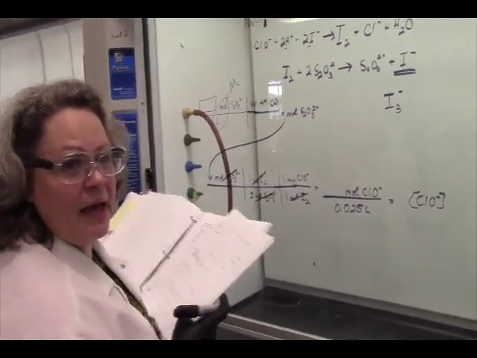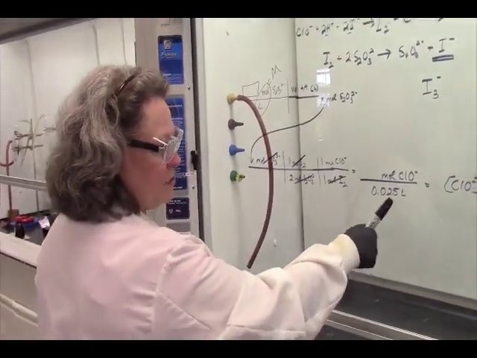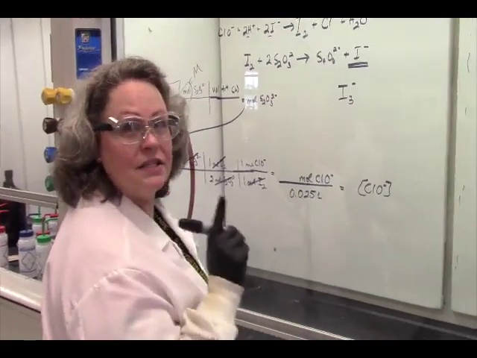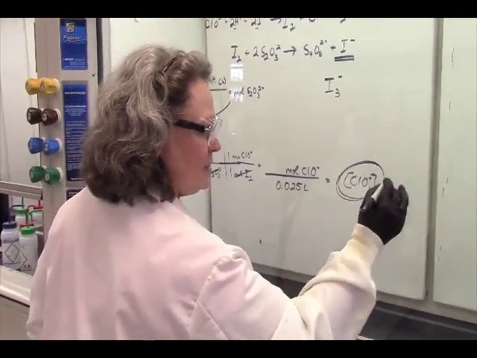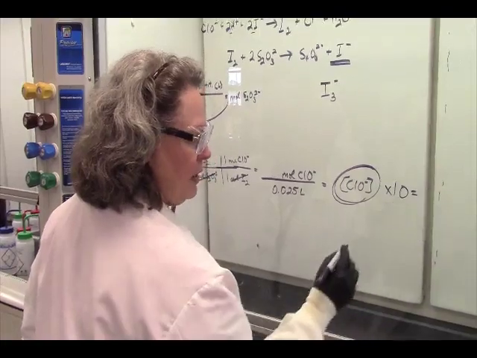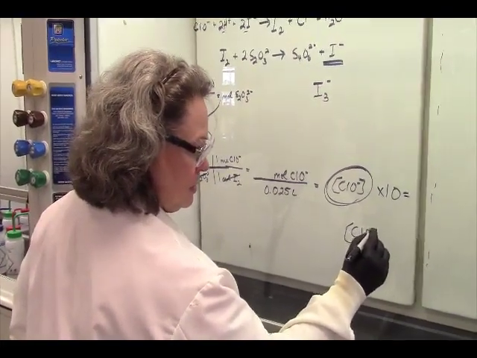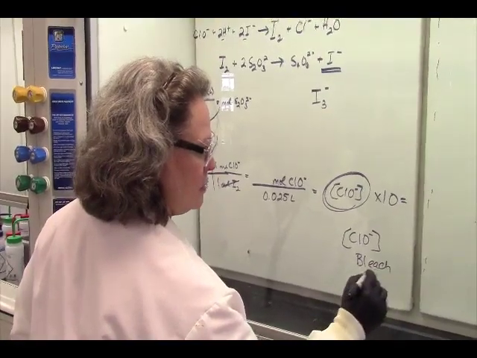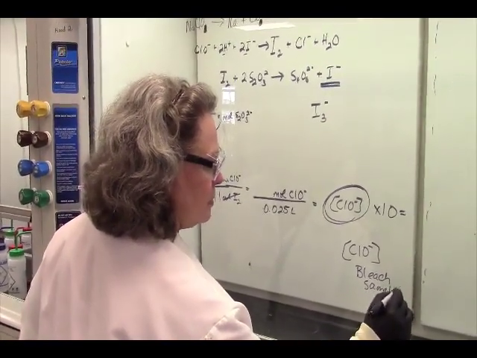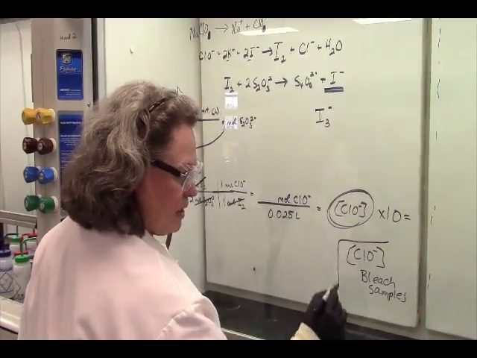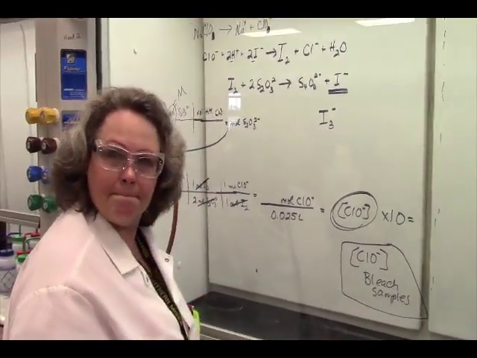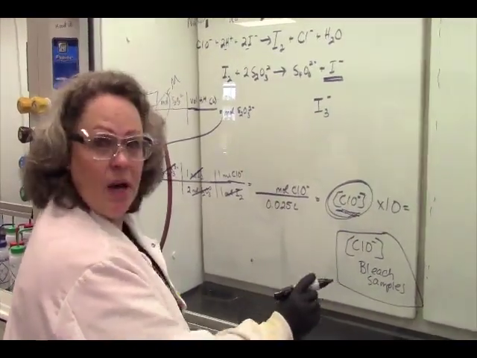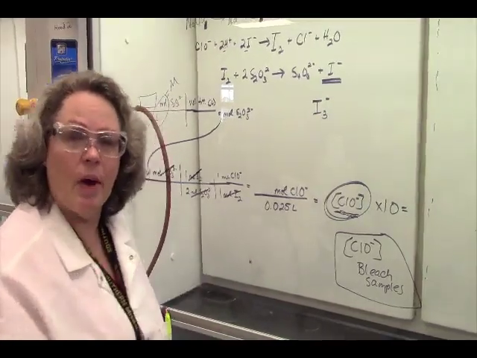Now let's take a step back. That 25 milliliters that you added was from a stock solution that was a 1 to 10 dilution. So you have to take this and multiply it by 10 for your final answer. Because this is what's going to come out of the bottle. Okay, this is what you added from your stock solution. This is what comes out of the bottle. And you want to answer what comes out of the bottle.